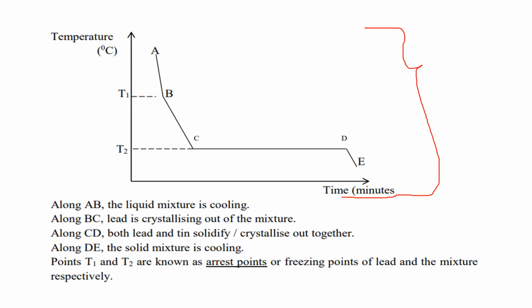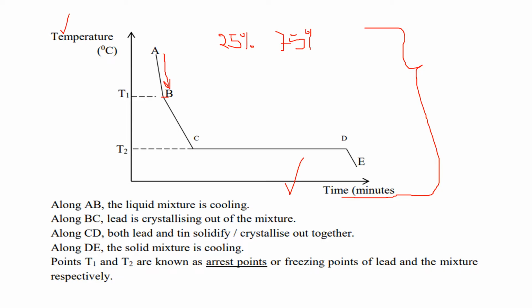So you are asked to plot this graph and then explain it. The graph is always temperature against time for the cooling curves. A mixture is first melted, so it's a liquid mixture that starts by cooling. From A to B the curve is steep, because the liquid mixture is cooling from the molten state. When it reaches point B, it depends on the composition. Here we are using 25% tin and 75% lead.